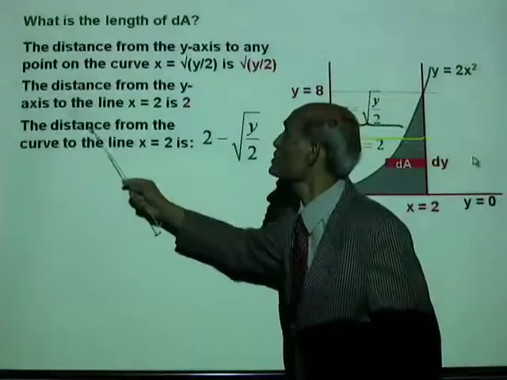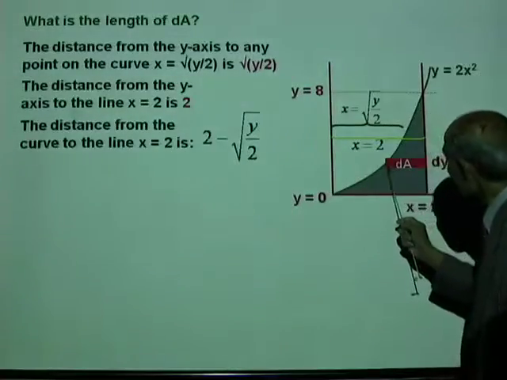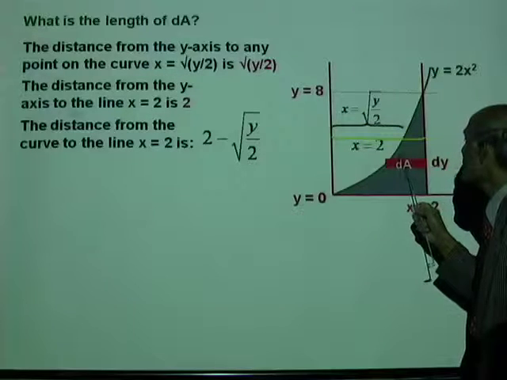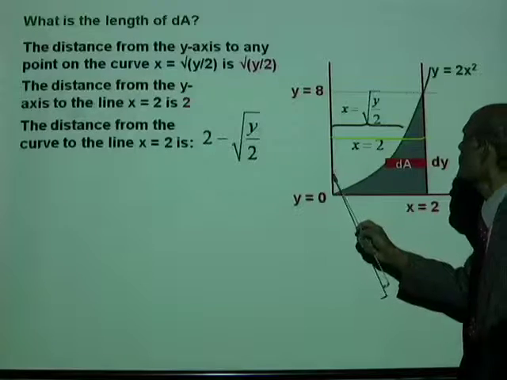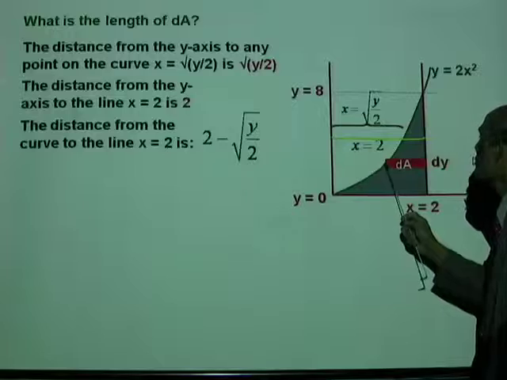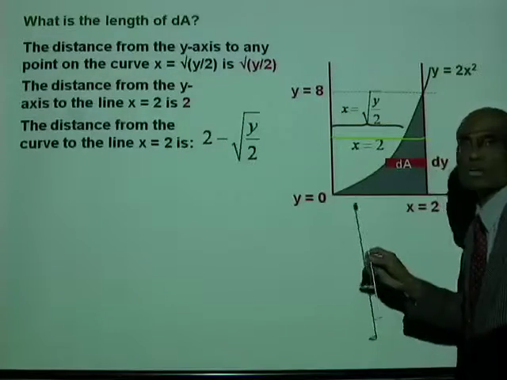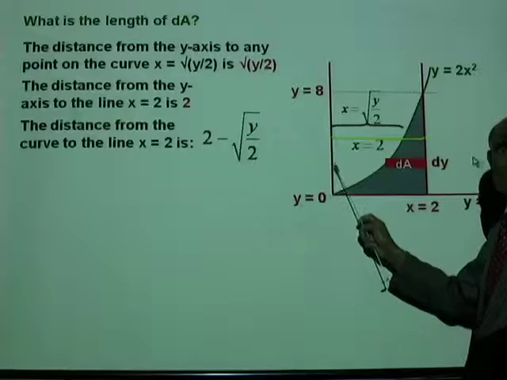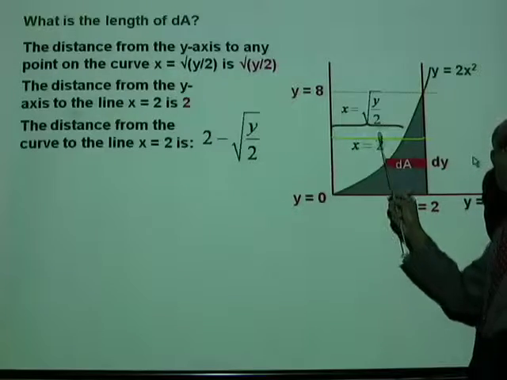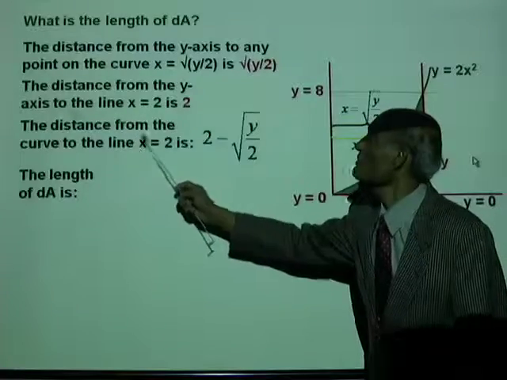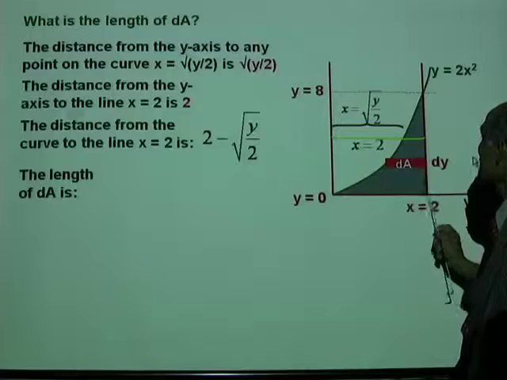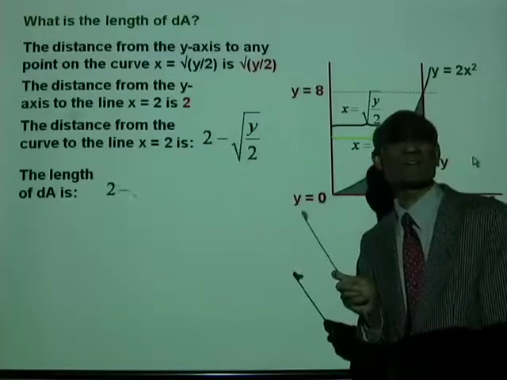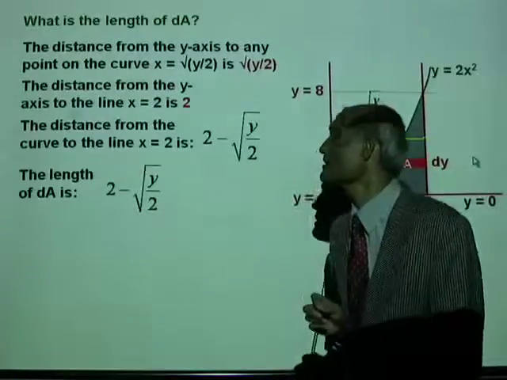And therefore, what is the distance from the curve to the line x equal to 2? What is the length of the element area? The length of the element area is the distance from the curve to the line x equal to 2. And that distance is this whole distance, which is 2, minus this distance, which is square root of y over 2. I hope that is clear. We need to get the length of dA. So the distance from this curve to the line x equal to 2 is 2 minus square root of y over 2, and that is the length of the element area dA.